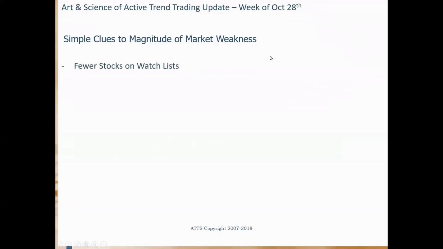So, simple clues to the magnitude of market weakness. One, let's say you have a favorite place you go for watch lists that somebody else generates, such as the IBD custom watch lists. There are about 13 of them. They're very powerful lists and typically show when stocks are doing really well. When stocks are doing well, those lists are quite large. When the stock market starts to weaken, those lists shrink. I'll show you an example of that.